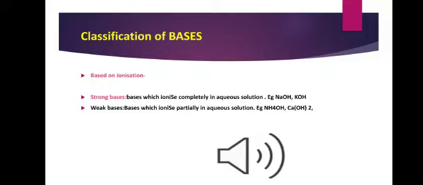Based on the strength, we have two types of bases. One is strong base and the other one is weak base. Strong bases are those bases which are completely ionized in the water. Means when we dissolve the base in the water, they completely break down into positive and negative charge. Their solutions are good conductors of electricity. They are considered as strong electrolytes. For example, potassium hydroxide, sodium hydroxide, barium hydroxide.